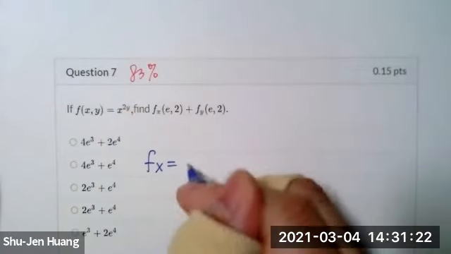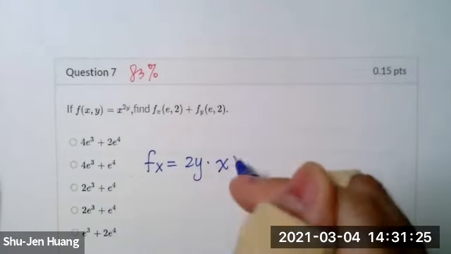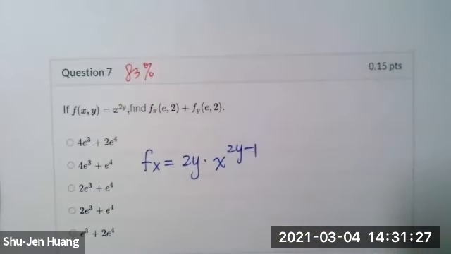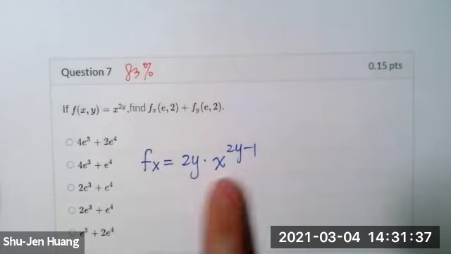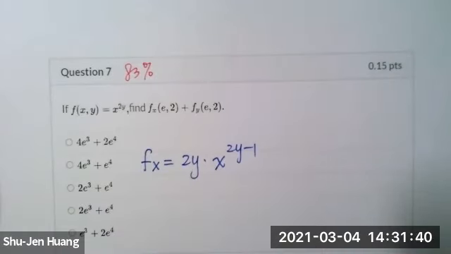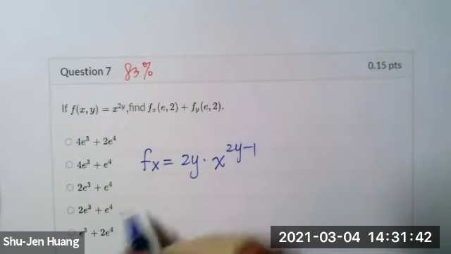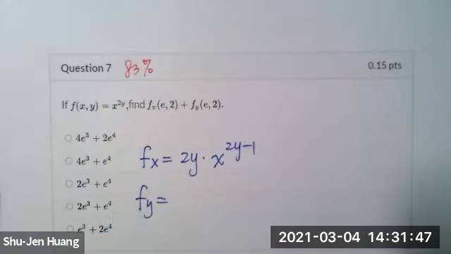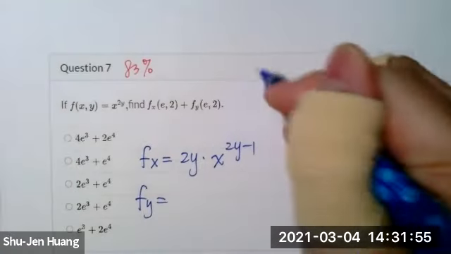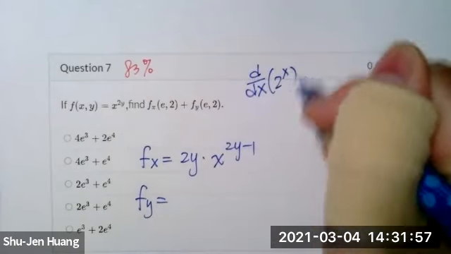So you take down the exponent 2y times x to the power 2y minus 1, the power rule, right? When you take the derivative for x to the power 10, then you have 10 times x to the power 9. So same thing here. You just treat 2y as a constant here. Take down the exponent, subtract 1 from the exponent. So this is the partial derivative with respect to x. Now take the partial derivative with respect to y. So now we treat y as a variable. How are you going to take the derivative of, for example, 2 to the x? Do you remember what's the derivative for 2 to the x?